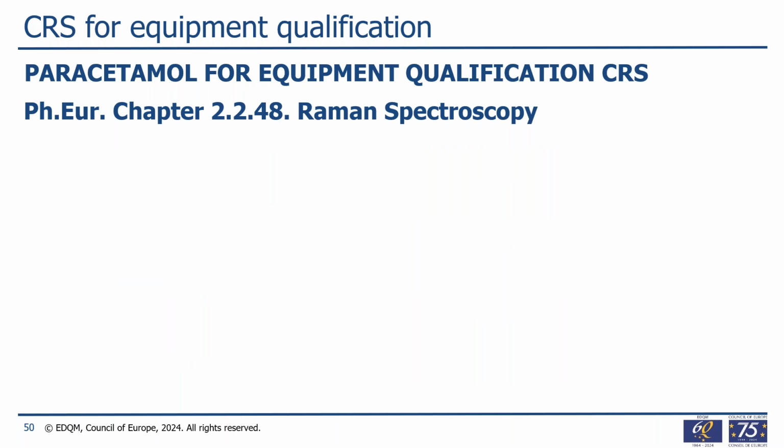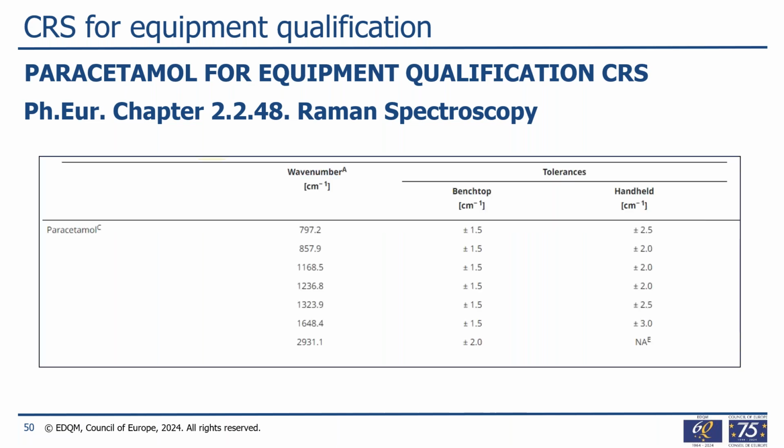Let me show you some examples of these, starting with paracetamol for equipment qualification CRS, which is used in the chapter for Raman spectroscopy. So it is used to verify the wave number scale of the instrument, and the CRS corresponds to a material that was thoroughly characterized for identity, purity, and homogeneity. The acceptance criteria, which are basically tolerances for the wave number when you measure the CRS, are given in the general chapter. So it suffices to simply measure our reference standard and to check compliance to the tolerances given in the chapter.